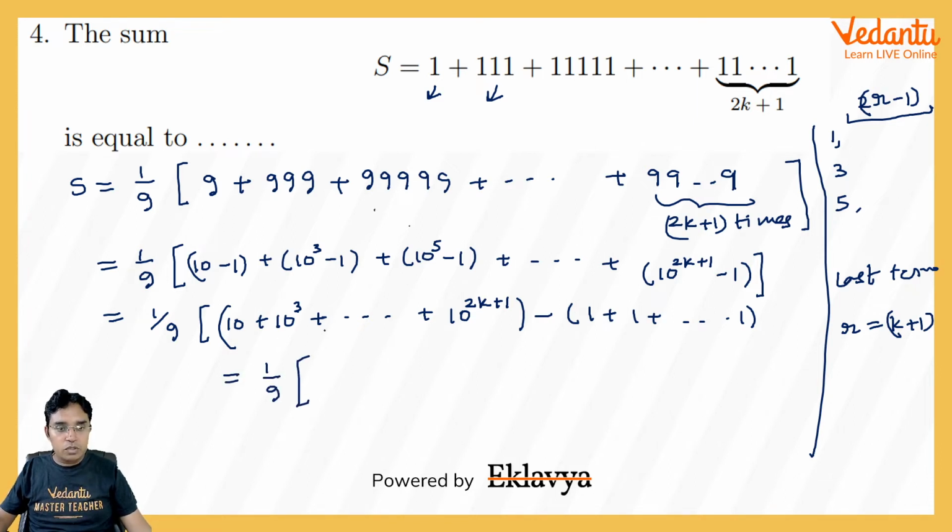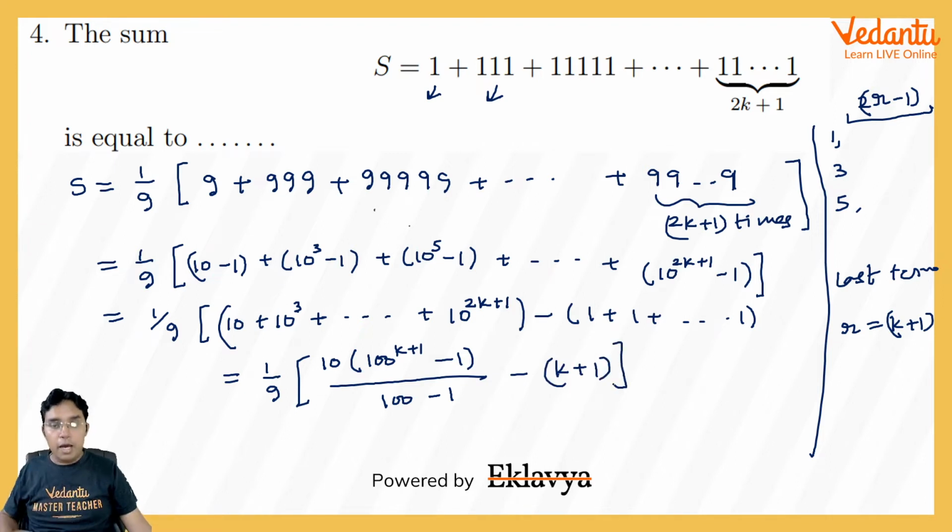1 by 9 outside, the first term is 10, then 100 power it would be k plus 1, because the number of terms is k plus 1, minus 1 upon r minus 1, and 1 will be k plus 1 times, so k plus 1 here as well. I hope you have understood why this is k plus 1. If you have not understood, please rewind this video and see it again.